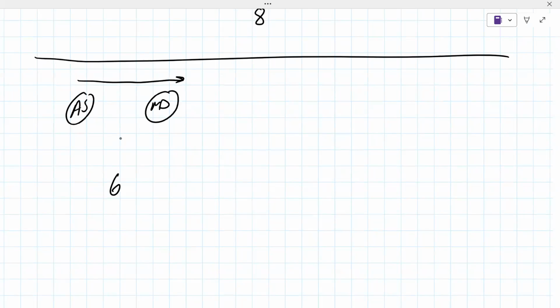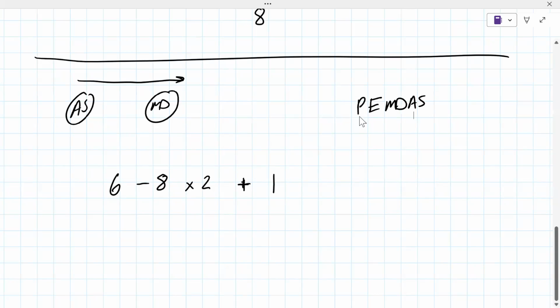Let's go 6 minus 8 times 2 plus 1. Okay. So when you see a problem like this, and when you've got both addition, subtraction, and multiplication, division, what do you do first? Can you tell me? Well, I would just start with the 6 minus 8. Okay, so you cannot do that. The problem here is that you have to do multiplication and division before addition and subtraction. So you have to focus in on this and say, okay, I've got to do that.